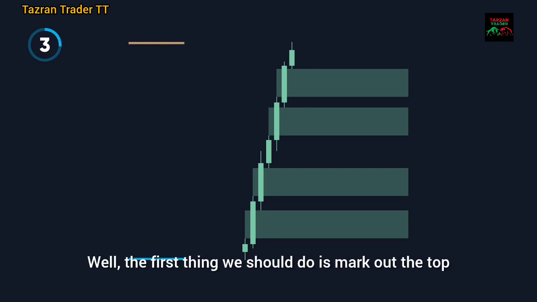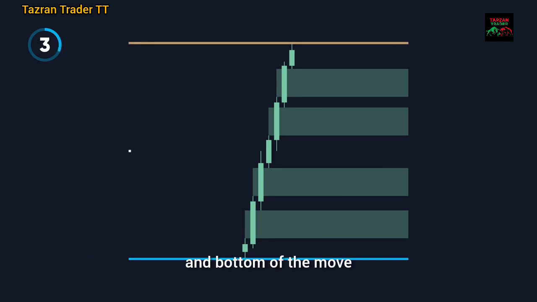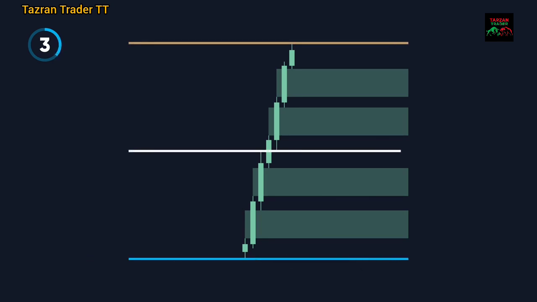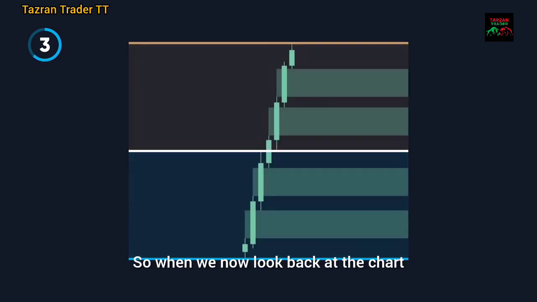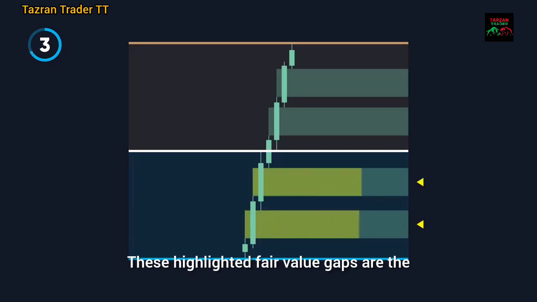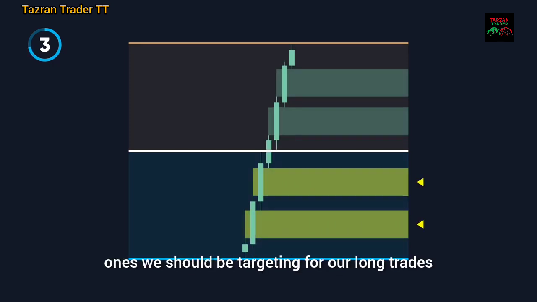Well, the first thing we should do is mark out the top and bottom of the move, along with the 50% mid-level. This will give us what we call the premium and discount areas of the range. To put it into simple terms, if we are looking for a long trade, setups found within the discount area will always be the strongest. So when we now look back at the chart, these highlighted fair value gaps are the ones we should be targeting for our long trades.